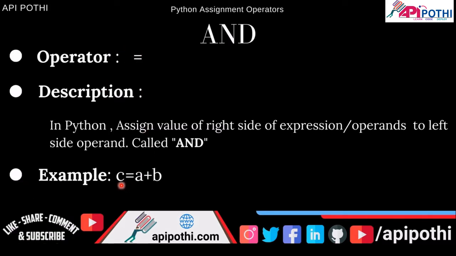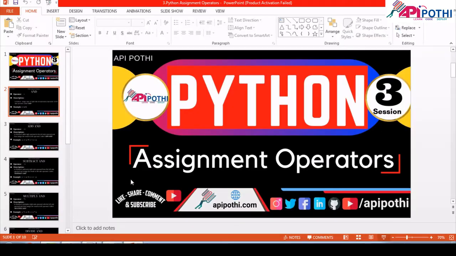The example is C equal to A plus B, where we are adding the values of A and B, and the result we are assigning to C. So the technical description in Python is: assign the value of the right side expression or operand, meaning the right side A plus B expression, to the left side operand, which is called C. So in between, the relation is happening because of equal to. We are just focusing here on equal to only, right?